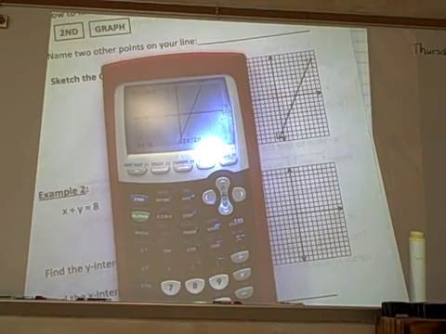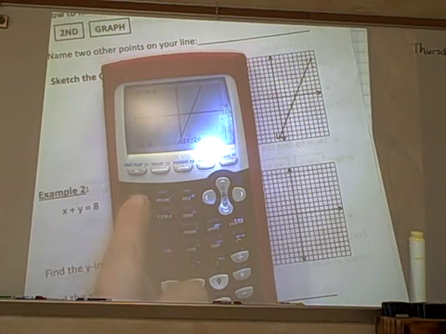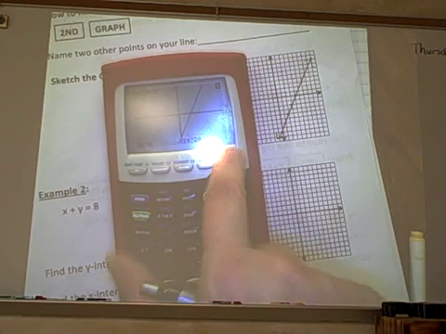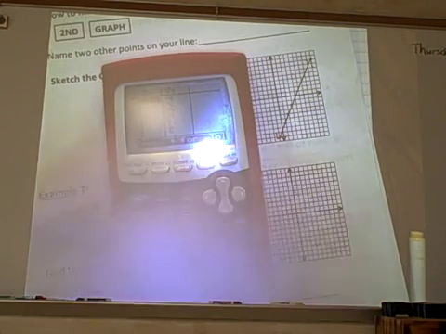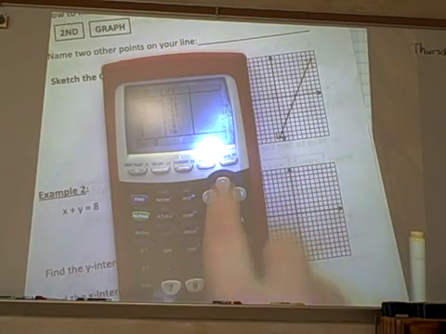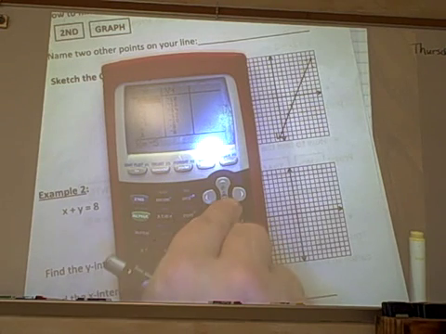How do you get to the table? Anybody know? Oh, graph. So hit second, the blue button, and the graph button. You've got a whole list of points. Any point you need on that equation, on that line, is listed there. So if it says, what are 3 more points on this line, look up and down that table and find them.